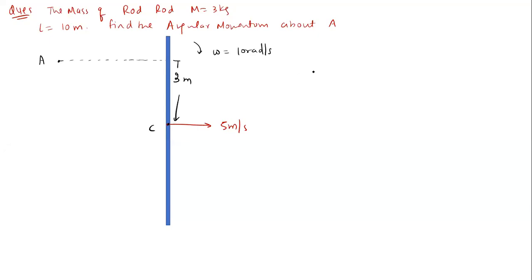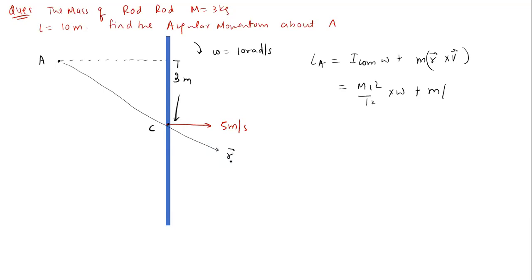I will show all the slides at the end of the class. Okay, I think the same concept. Angular momentum at point A will be equal to I center of mass into omega plus m r cross v vector. If you take the rod, what is the moment of inertia about the center of mass? That is m l square by 12 into omega plus m r perpendicular. What is the value of r perpendicular here? This is the r vector.